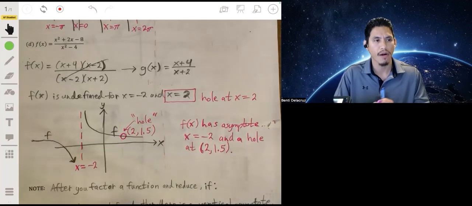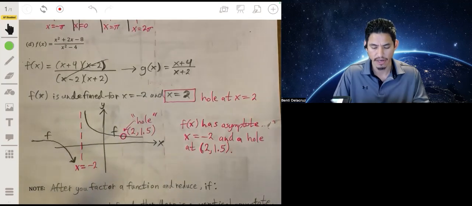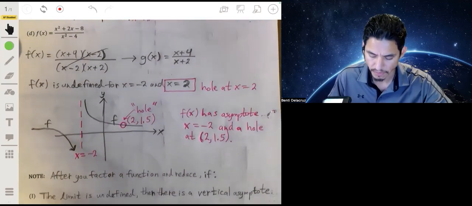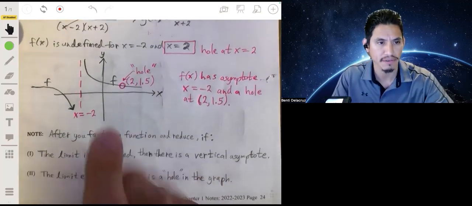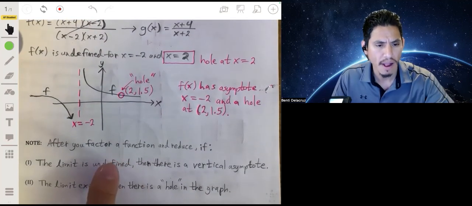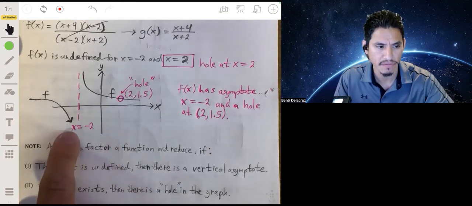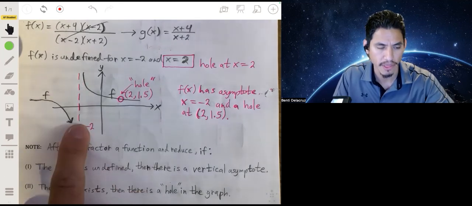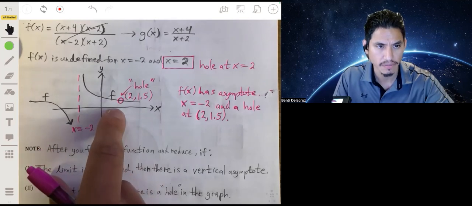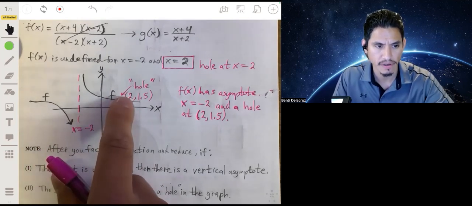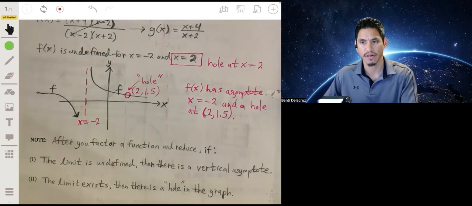Okay, so let's summarize some general strategies when we're working with these types of functions and figuring out what the vertical asymptotes are. So if you can factor and reduce, like we did in this case, if the limit is undefined, so in this case it was undefined at x equals negative 2, then there's a vertical asymptote there. But if the limit exists, so in this case it would exist at 2, then there's going to be a hole in the graph. So if you remember that, it's going to make your life a lot easier when you're figuring out vertical asymptotes.